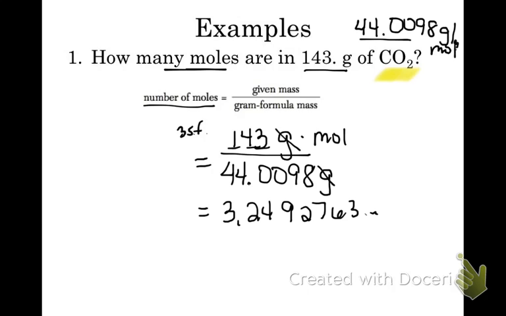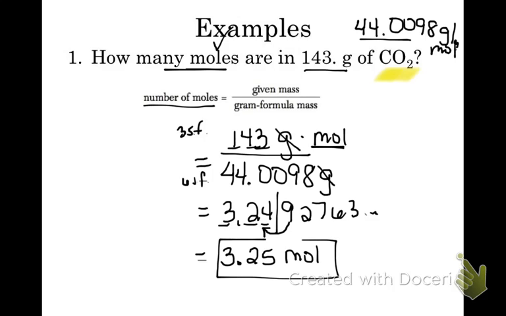Here I have 6 sig figs at the bottom. So I'm going to use 3 sig figs in my final answer here. So I have 1, 2, 3. I'll draw a line there. That 9 will help me figure out what I do to the next number. So this ends up being 3.25. And I know that looking at the units, I was left with moles, and that's what I wanted in the question anyway. So 3.25 moles.